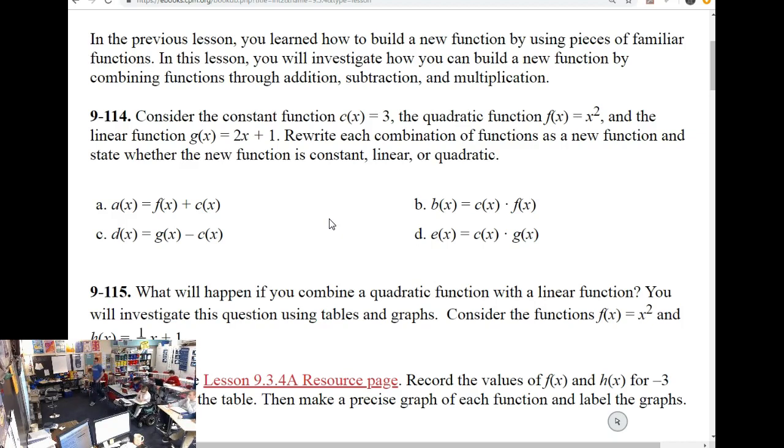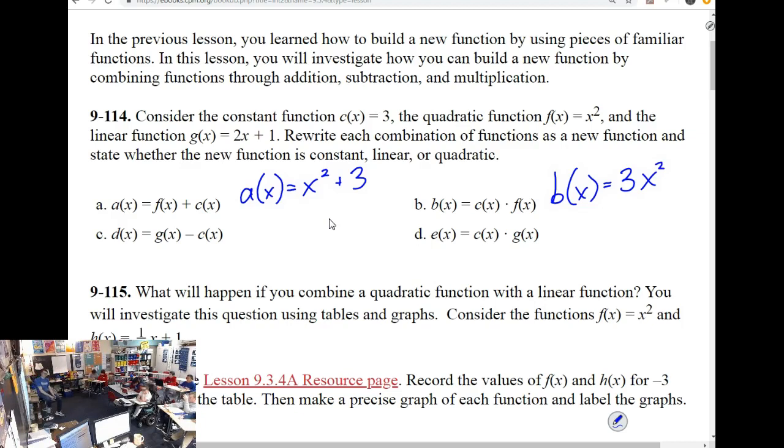So, adding these is pretty straightforward. If I have an x squared, and I go to add 3 with it, well, my a of x is just x squared plus 3. It's pretty straightforward. Now, where things get a little funky is when we multiply or divide functions with each other. So if we do c of x times f of x, well, okay, this is still pretty straightforward. We have monomials, right? 3 and x squared. So we just get that b of x is 3x squared.